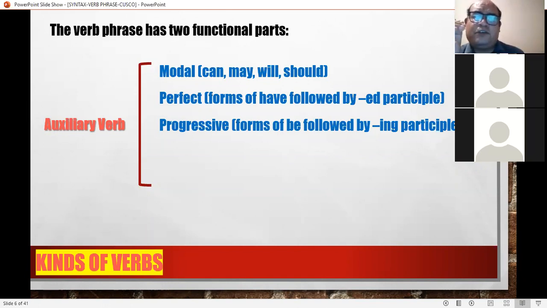So we are going to use the verb be as an auxiliary verb. It could be in present: am, is, are, or in past: was, were, and so on. Then we have the passive forms of be again, followed again by the past participle, ed.